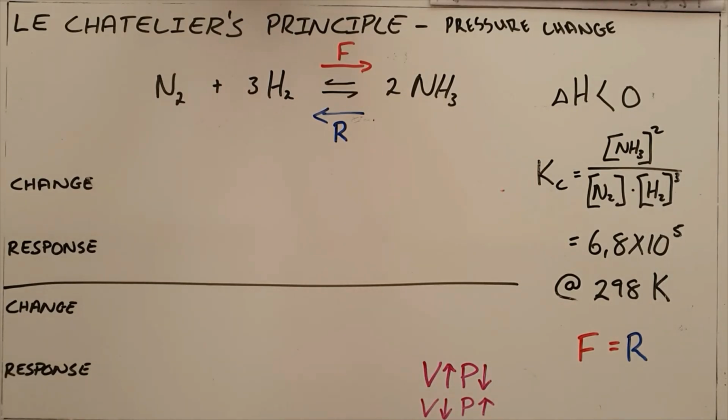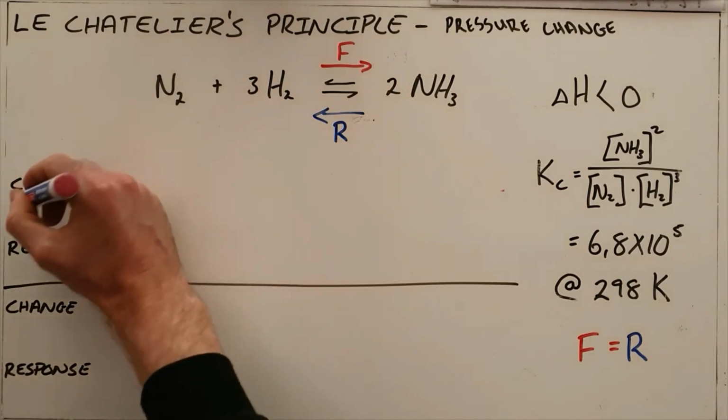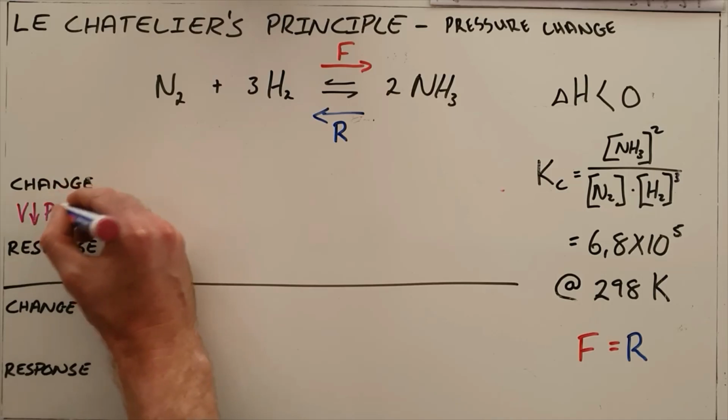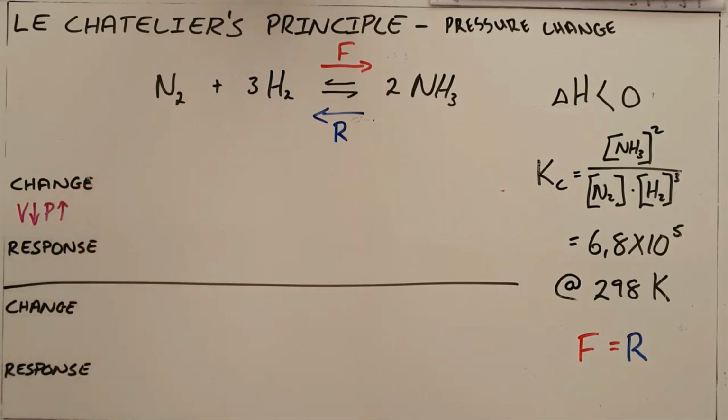So the first example that we are going to look at is what happens when the volume of a container is decreased. So the change here is that we are decreasing the volume of a container, which automatically increases the pressure within that container. Now, we know that when there's a bigger pressure and a smaller space for those particles, the reaction by Le Chatelier's principle tries to undo that change.